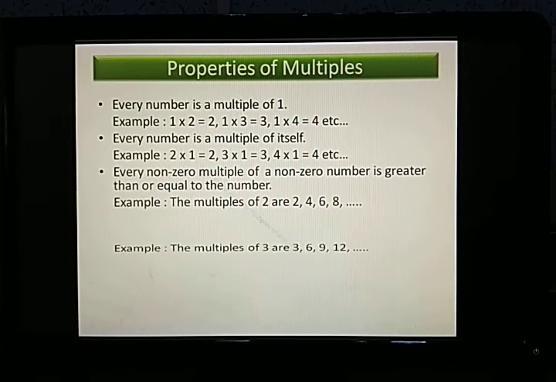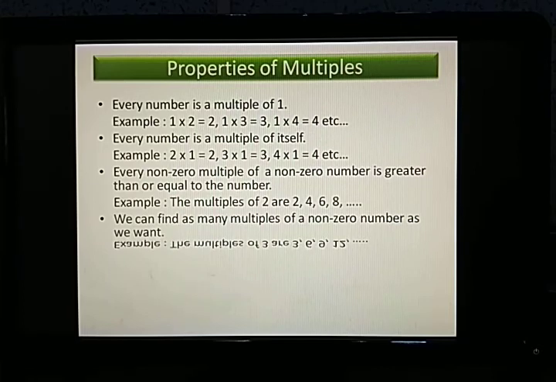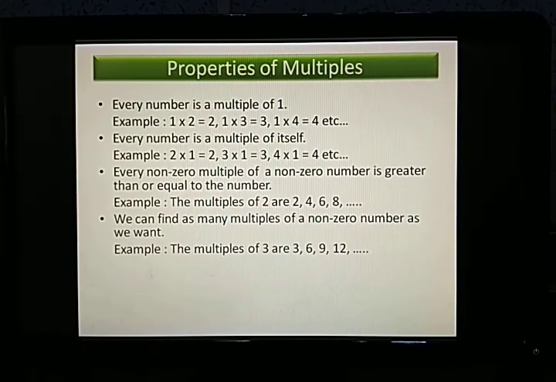Clear? Now next property, we can find as many multiples of a non-zero number as we want. I have already said this in the first slide itself, that if we are asked how many multiples of a number can be found, there are infinite multiples, uncountable. There is no limit to it. Clear? So if you are asked to find the multiples of 3, how many will you find? That's why you give these dotted lines, dot dot dot. Clear? But if you are asked to find the first 5 multiples, then you can write 5 numbers. But if it is not mentioned, then the multiples are infinite.